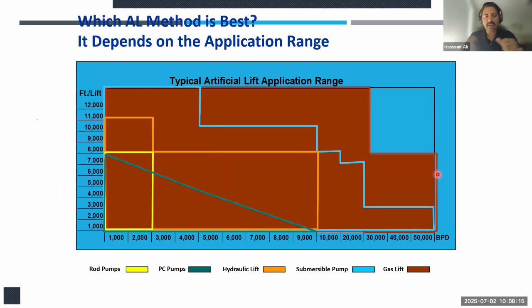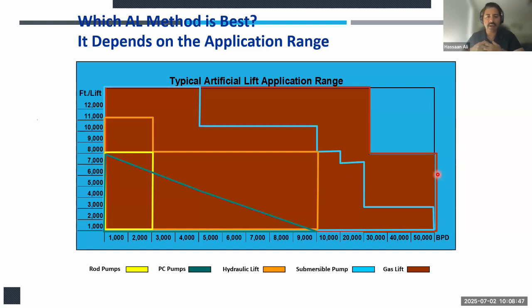If I have to pick one artificial lift method which is very versatile, it is going to be the gas lift system, followed by submersible pumps, followed by hydraulic lift, followed by the PC pumps and the rod pump. So PC pumps have their niche, they have their specific market where they are very preferred. Specifically, they are considered one of the best methods to handle solids, and they are considered one of the best methods of artificial lift if you have very highly viscous fluid.